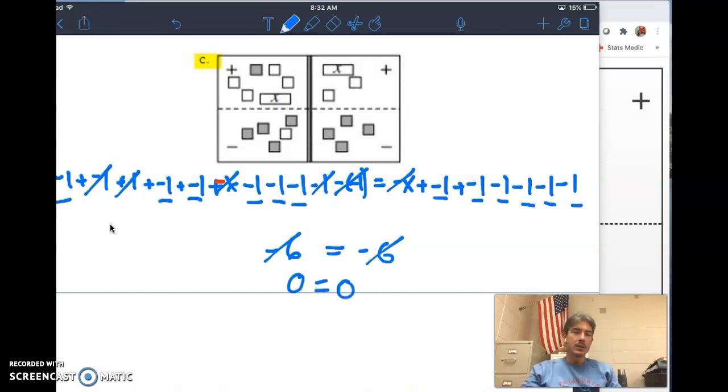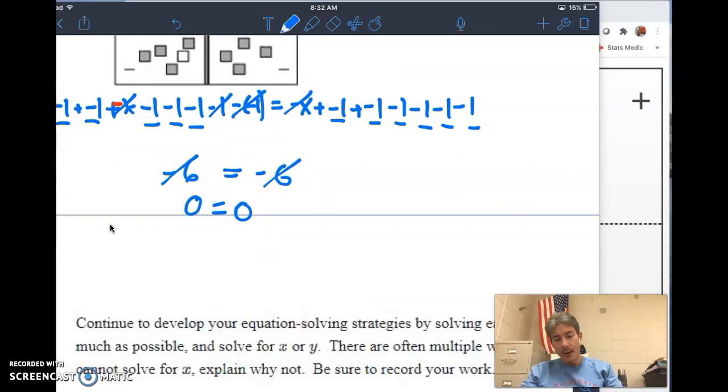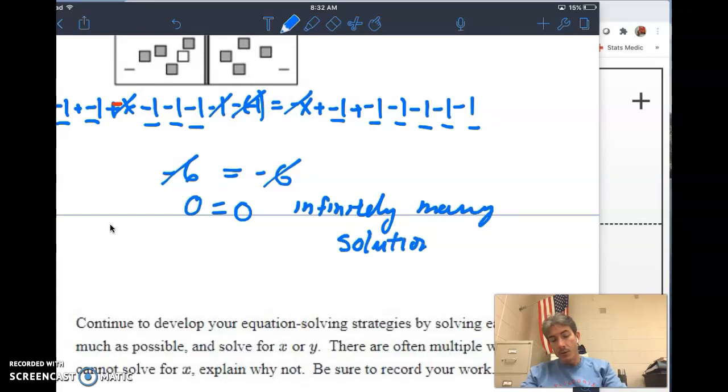And that's going to be one of those situations that is always true. Whenever we've got a case like -6 equals -6 or 0 equals 0, that is one of those where we have infinitely many solutions. Right? We saw a second ago, we have no solutions, but in this case we have infinitely many solutions because it's always going to be the case that 0 equals 0.